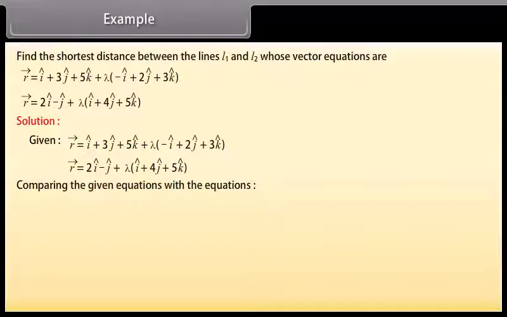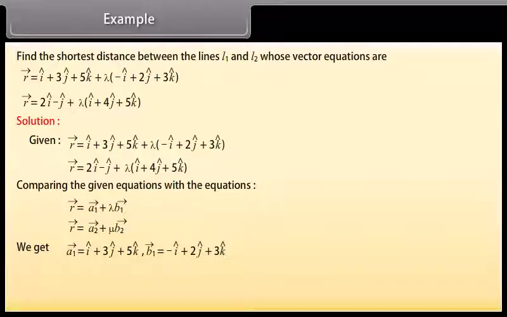Comparing the given equations with the equations vector R equals vector A1 plus lambda vector B1 and vector R equals vector A2 plus mu vector B2, we get vector A1 equals cap I plus 3 cap j plus 5 cap k, vector B1 equals minus cap I plus 2 cap j plus 3 cap k, vector A2 equals 2 cap I minus cap j, vector B2 equals cap I plus 4 cap j plus 5 cap k. Vector A2 minus vector A1 equals cap I minus 4 cap j minus 5 cap k.